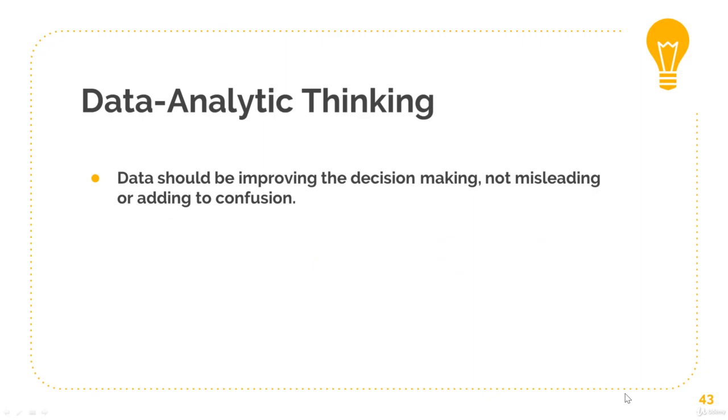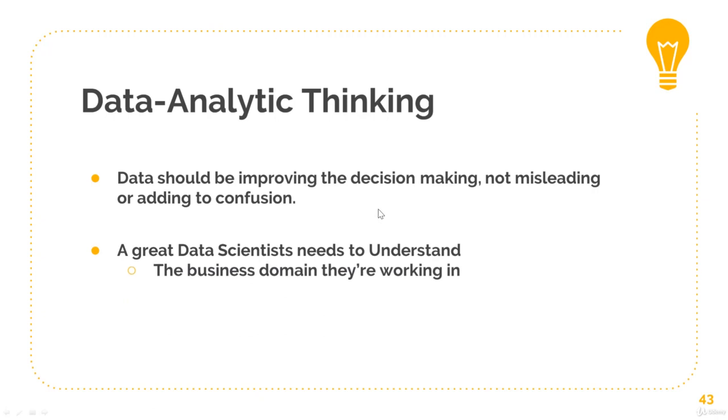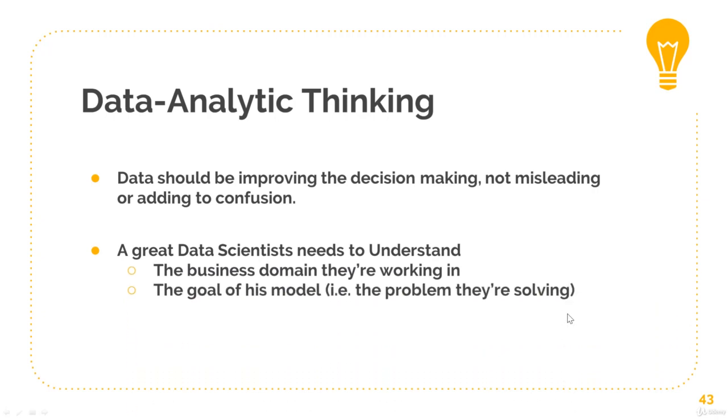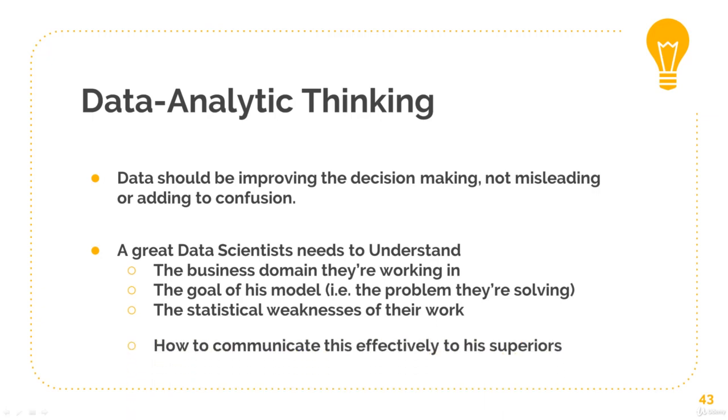So some key points here. Data should be improving the decision making, not misleading or adding to the confusion. A great data scientist needs to understand the business domain you're working in, the goal of the model, that is, what problem they're solving, and the statistical weaknesses of their model, like we go back to that Ebola detector. You're going to learn all this in the course, by the way, how to assess your models. But we need to know the weaknesses of their work and how it can be improved, or if it can be improved.